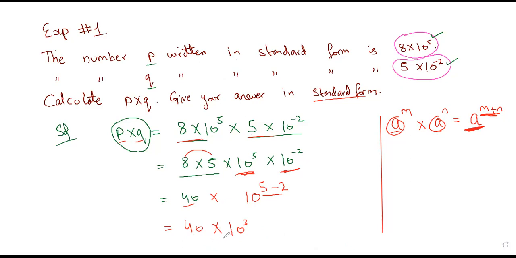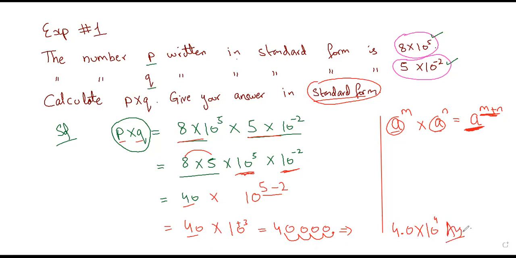Now I know this is not in the standard form. I'll convert it to the ordinary form. It's 40 multiplied by 10 power positive 3. So I can write it as 40,000. And now finally, I need to give my answer in the standard form. So I will be moving this decimal 1, 2, 3, 4 units to the left. So I can write it as 4.0 multiplied by 10 power 4. So this is going to be the answer.